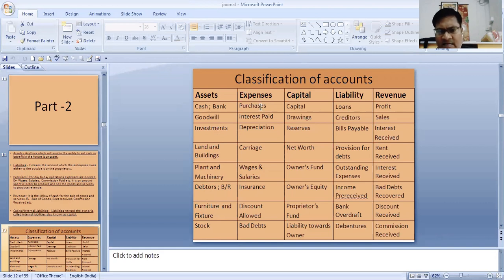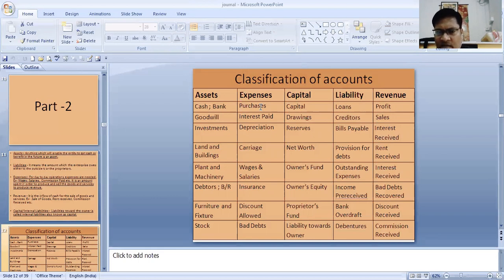Then the next debit item, that is expenses. Purchase is an expense. Students, purchase return is the opposite of expense. That will also come under expense. Over here, the expense is reducing because of purchase return. Then there is interest paid, depreciation, carriage, wages and salaries, insurance, discount allowed, bad debts, and it goes on and on. The list is inexhaustible.